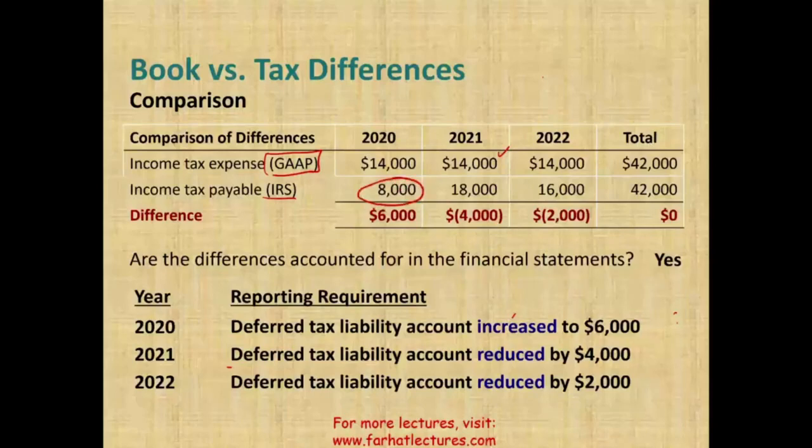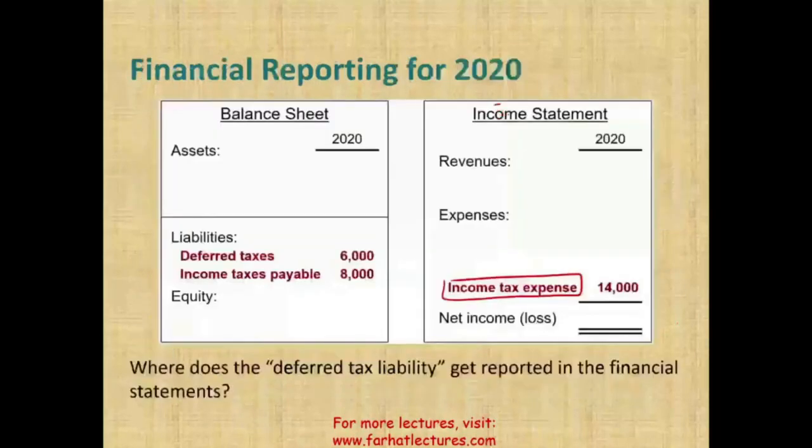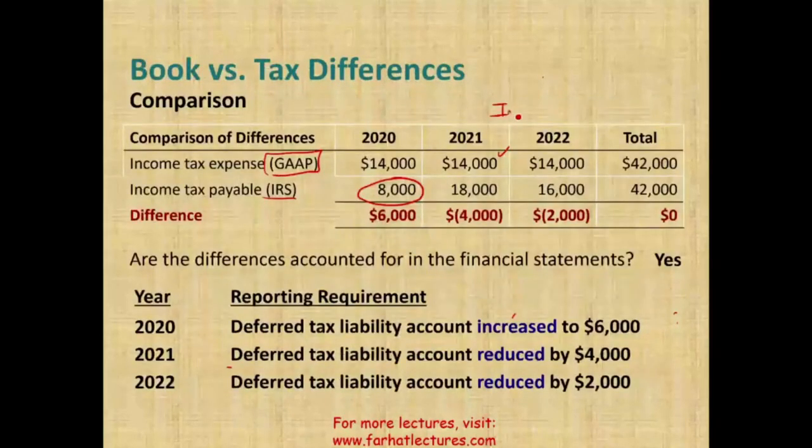The easiest is income taxes payable. Why do I say it's the easiest? Because income taxes payable is your taxable income times the rate. So it happens to be $8,000. So I would credit income taxes payable, $8,000. I'm done with this.